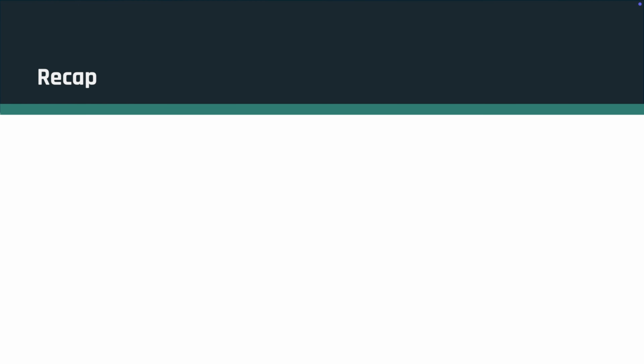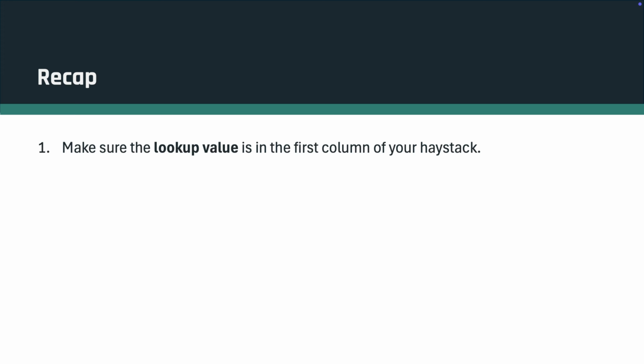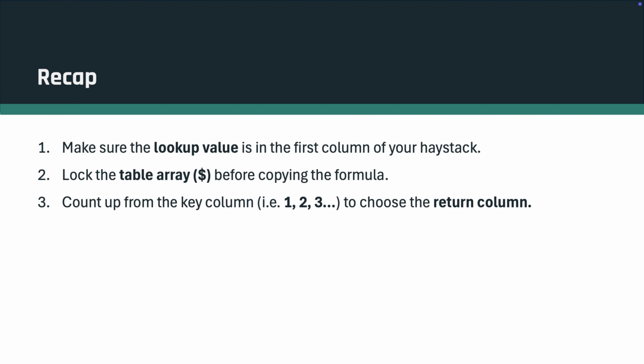Let's recap how the VLOOKUP function works. First, make sure the lookup value is in the first column of your table array. Remember, this is your lookup list or haystack. Next, lock the table array with $ signs so the reference stays fixed when copying the function to other cells in your data. Then, count from the key column to pick the return column. Numbering starts at 1 from the key and goes up from there. Lastly, always set the final argument to false so you get an exact match.